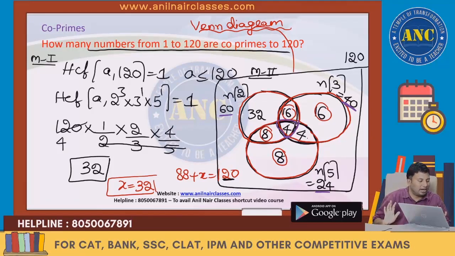I hope the idea is clear. The totient function means the number of numbers less than or equivalent to n and co-prime to n. That is the totient function. I hope the idea is clear.